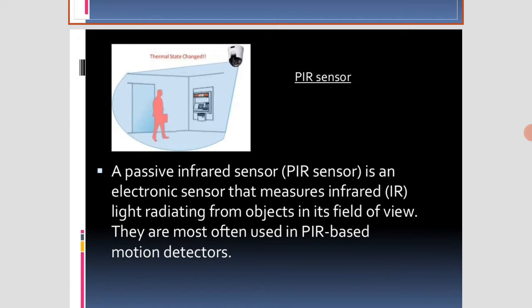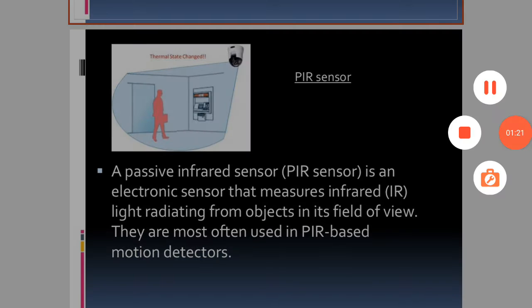The PIR sensor, the passive infrared sensor, is an electronic sensor that measures infrared (IR) light radiating from objects in its field of view. They are most often used in PIR-based motion detectors.